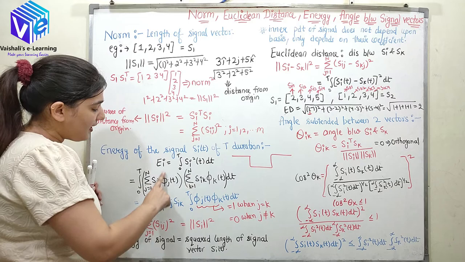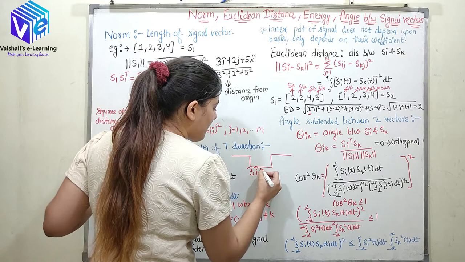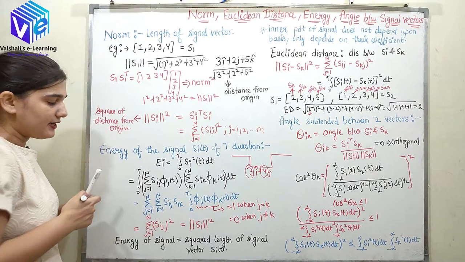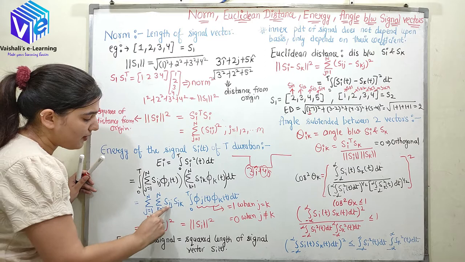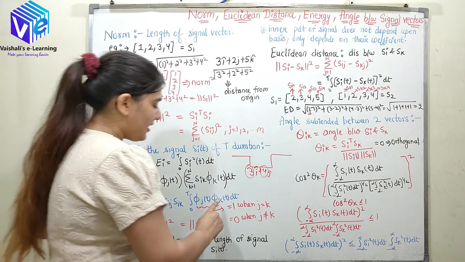Now these projections are numbers. If I am representing 3i plus 4j, then 3 and 4 do not depend upon time, so I can take them outside the integration. So here I have taken summation j equal to 1 to n, summation k equal to 1 to n, Sij Sik, integration of phi j into phi k t dt.